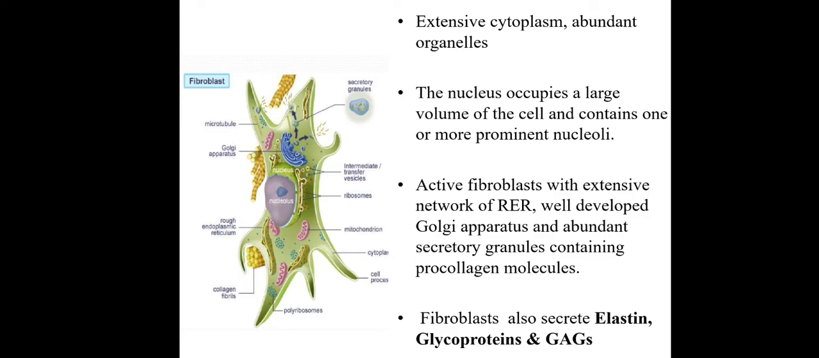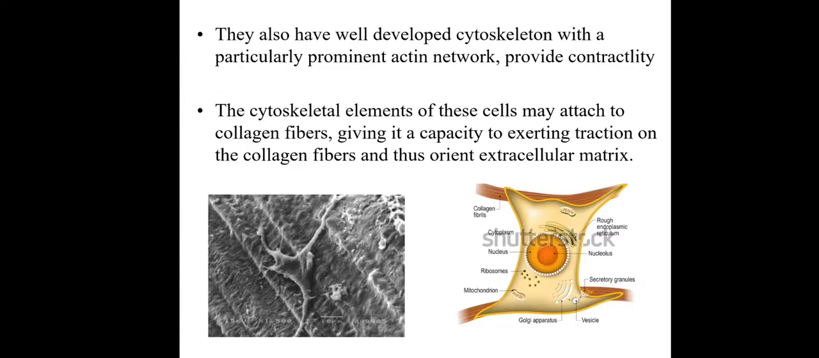and contains one or more prominent nucleoli. Active fibroblasts will be seen with an extensive network of rough endoplasmic reticulum and Golgi apparatus and abundant secretory granules which contain procollagen molecules. So they will be in a state of constant activity. Fibroblasts mostly secrete collagen fibers, but they also secrete elastin fibers, glycoproteins and glycosaminoglycans.